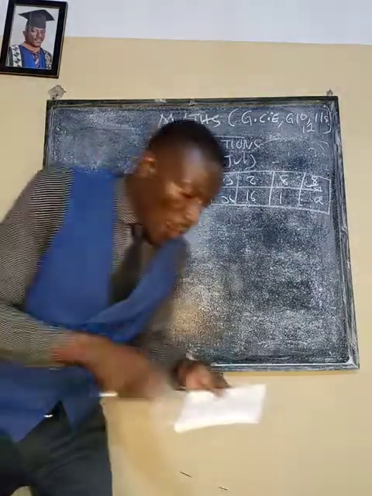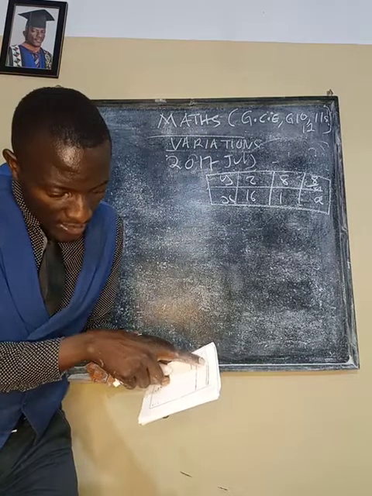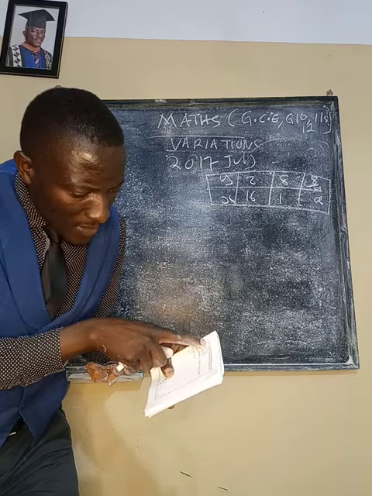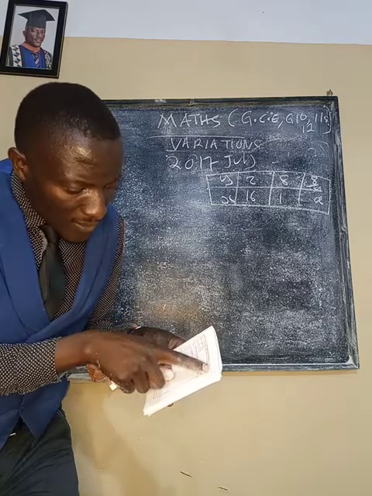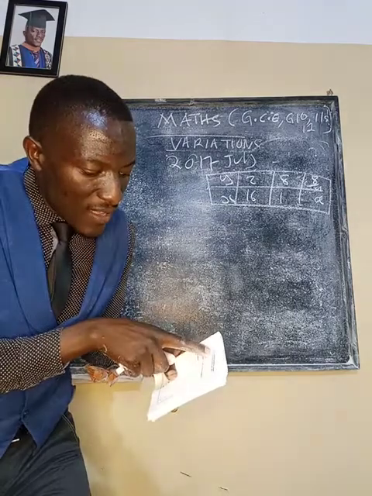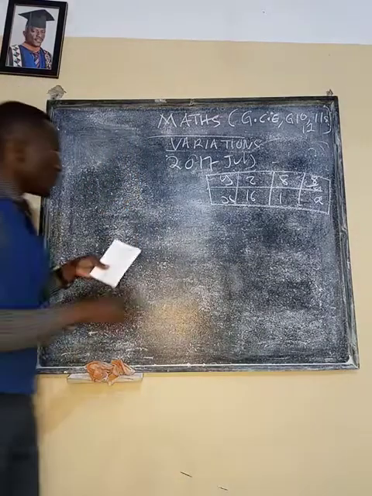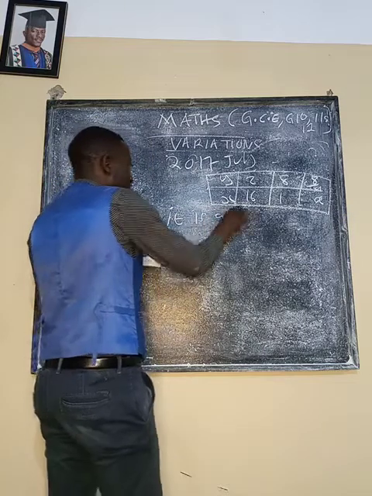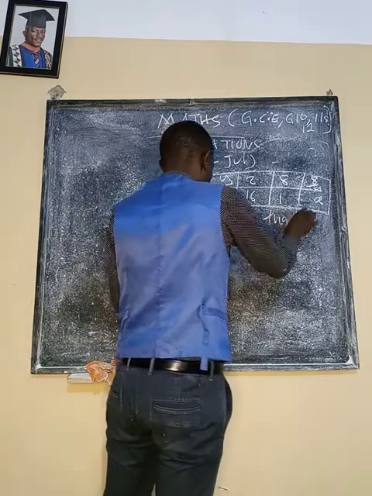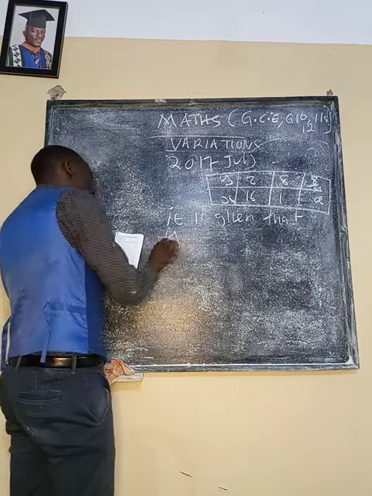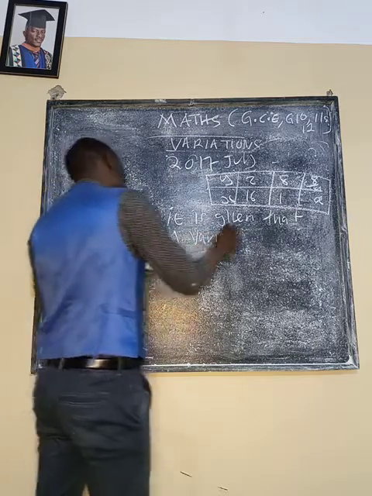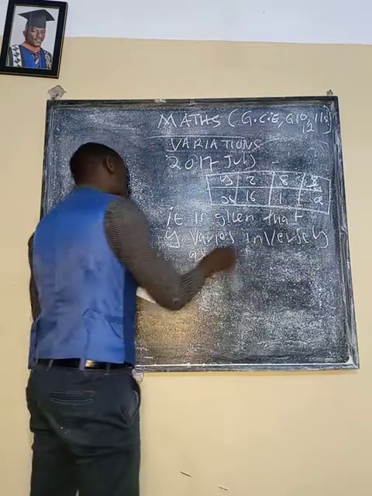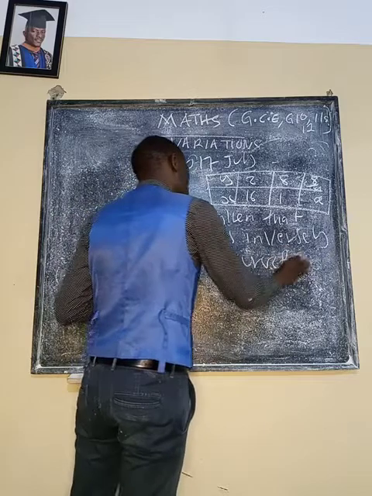Where do you get the equation? From the question. The table below shows the relationship between two variables, x and y. It is given that y varies inversely as the square root of x.